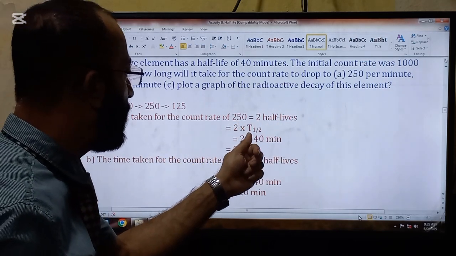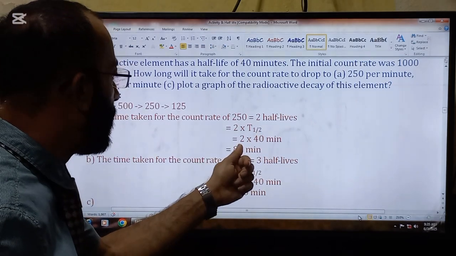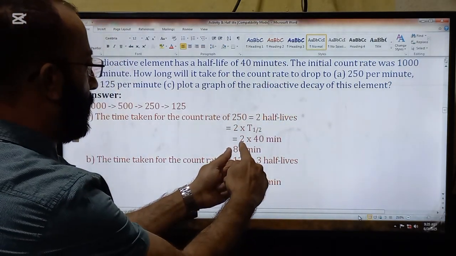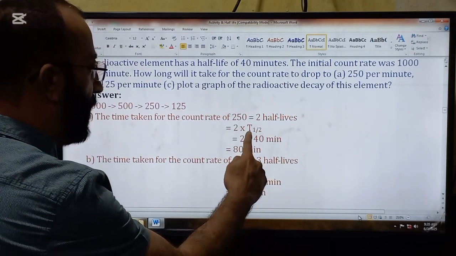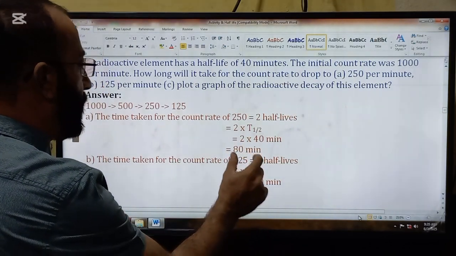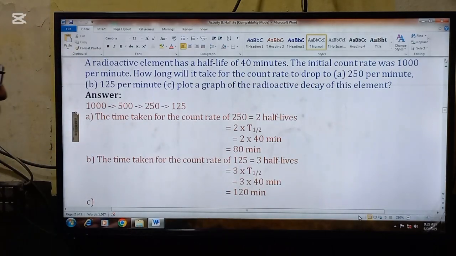The time taken for the count rate of 250 is 2 half-lives, that is 2 into t 1 by 2. 2 remains here. And the half-life is given, that is 40 minutes. So we will place 40 in place of t 1 by 2. Multiply this number, that will be 80 minutes. This is the answer of the A part.